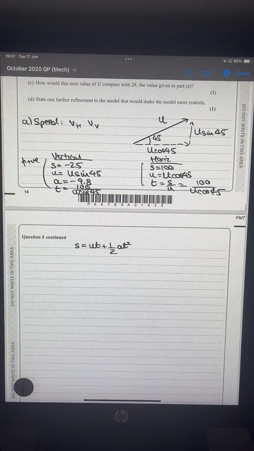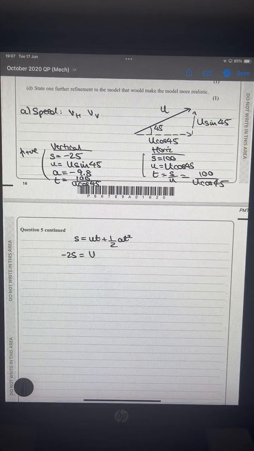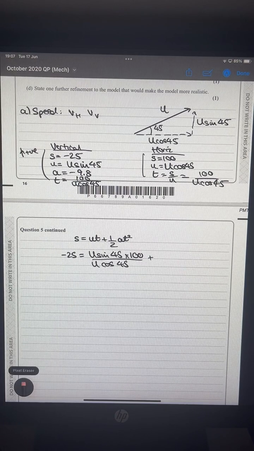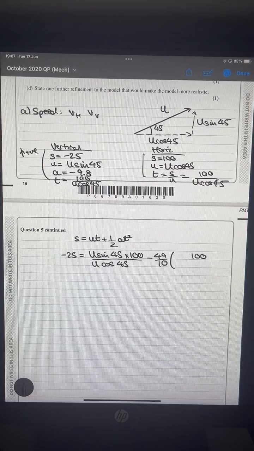Now I just have to sub in, so that's negative 25 equals u times t. That's going to be quite a big chunky looking thing. So u sine 45 times by t, which is times by 100 divided by u cos 45, plus a half a, I'm just going to multiply that out straight away. Half of negative 9.8 is minus 49 over 10 as a fraction. T squared is 100 over u cos 45 squared.